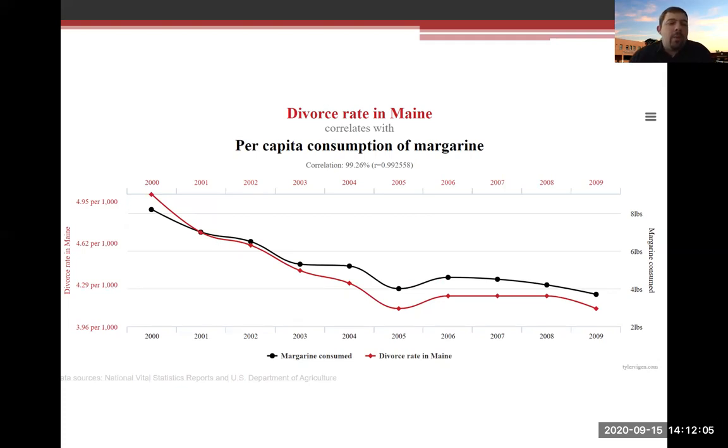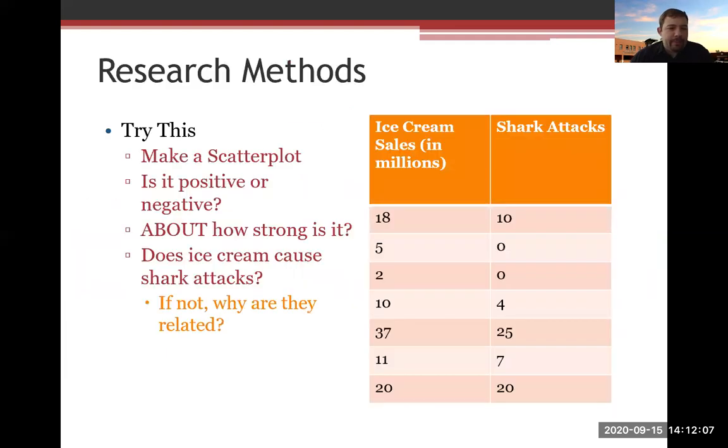I'm going to have you do one more practice as we wrap up today. So as you can see here, I have two new variables. I have ice cream sales in millions and shark attacks, and this is real world data.